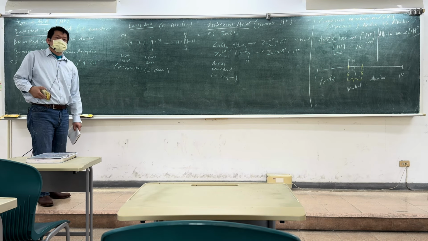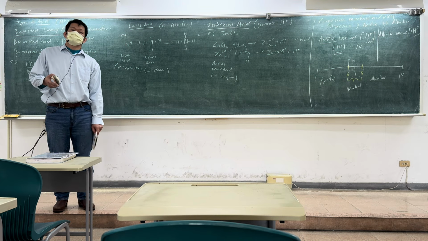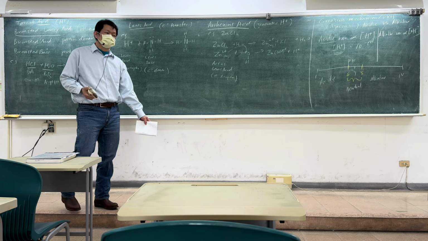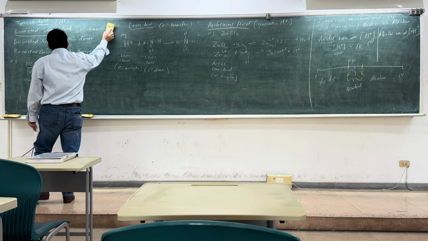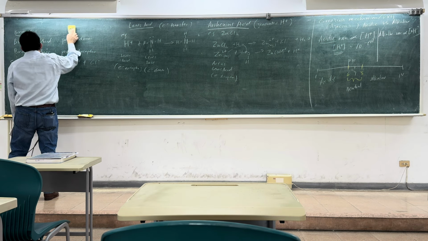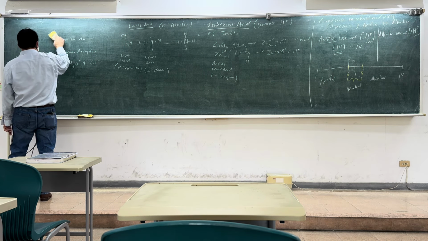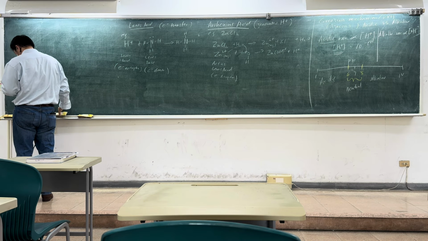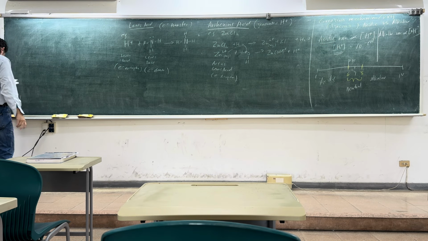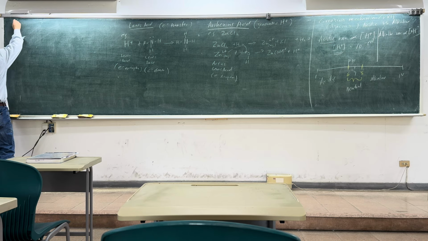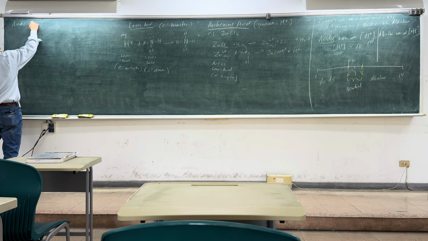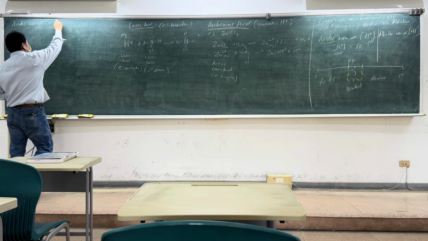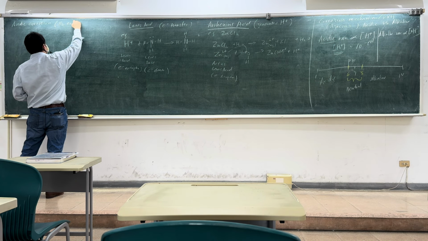Corrosion can be either acidic corrosion or alkaline corrosion, okay? I'm going to talk about acidic corrosion first. When we talk about acidic corrosion, we're talking about H2 evolution.